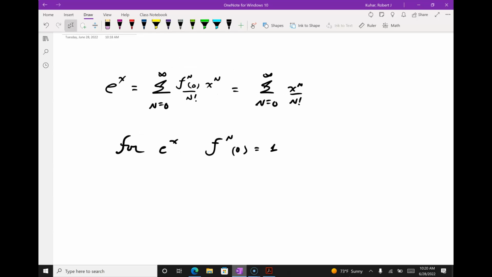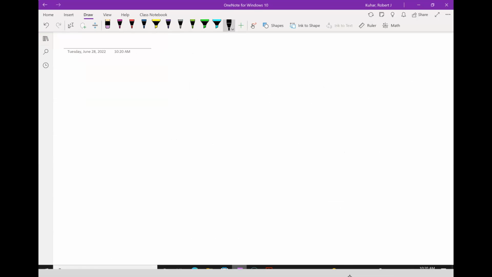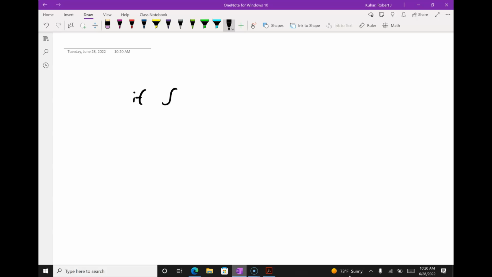Let's work on sine. Okay? We ready? So if f of x is sine of x, let's find the coefficients and a representation in a Maclaurin series. Find the Maclaurin series.